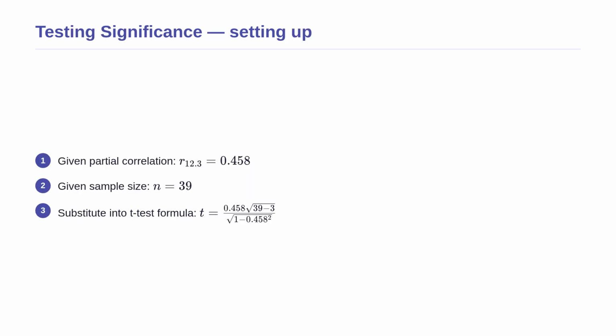Let us test the significance of our previous partial correlation between shoe size and vocabulary, which was 0.458. Suppose this data came from a sample of 39 children. We want to test the null hypothesis that the true partial correlation is 0. We need to calculate the t-statistic. We substitute 0.458 for the partial correlation and 39 for the sample size into our t-test formula. This sets up the specific equation to convert our correlation into a standardized t-score, which is the correct approach for testing partial correlations.